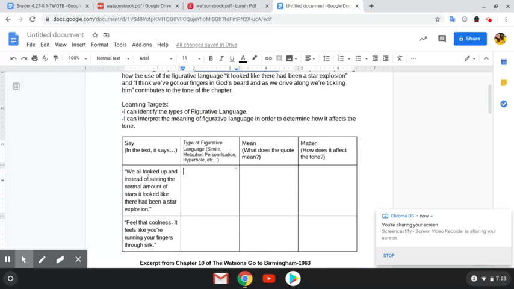All right, so your learning targets. What you're going to be able to do today are: I can identify the types of figurative language, which you're going to do in this first column in the chart, and I can interpret the meaning of figurative language. So I can figure out what the figurative language is saying, find the meaning of the figurative language in order to determine how it affects the tone. We're going to do all these I can statements right here in this chart.